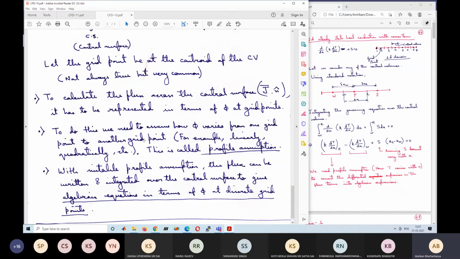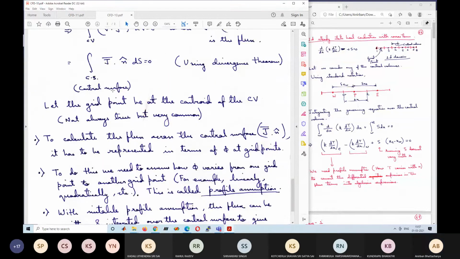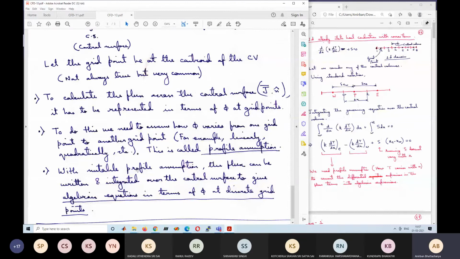Okay, and to do that, we have to assume how phi varies from one grid point to another grid point. For example, it can vary linearly, quadratically, or it can remain constant in one grid control volume, then suddenly jump to another value in another control volume, like a stepwise manner. Okay, so this process is known as profile assumption. So with suitable profile assumption, we can calculate the flux, this j dot n value, and integrate it over the entire control surface to get algebraic equations in terms of phi at discrete grid points.